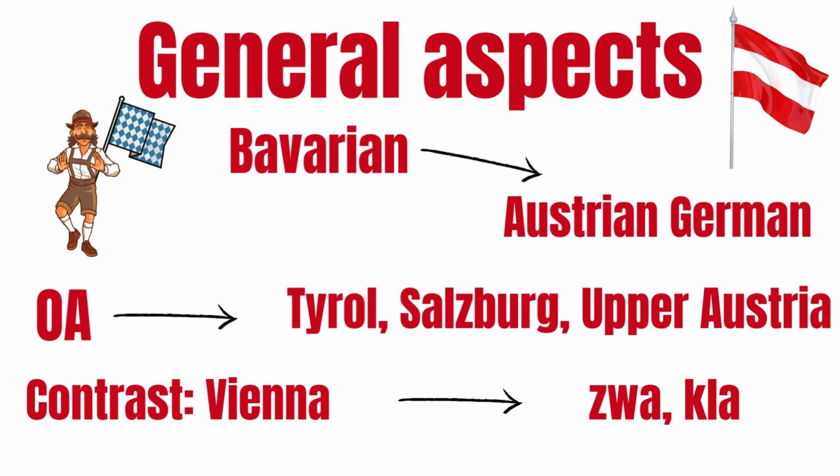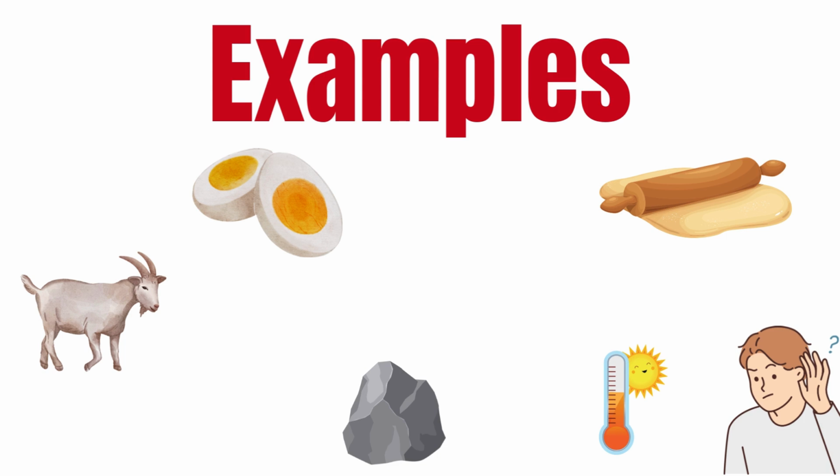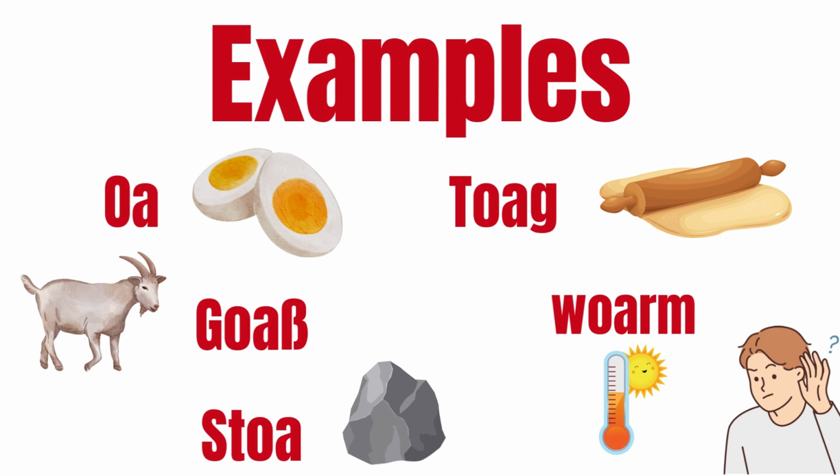Let's take a look at some additional examples that can help you to practice the OA sound in more detail. Oa, egg. Goas, goat. Stunga, stone. Doag, doe. Worm, worm.